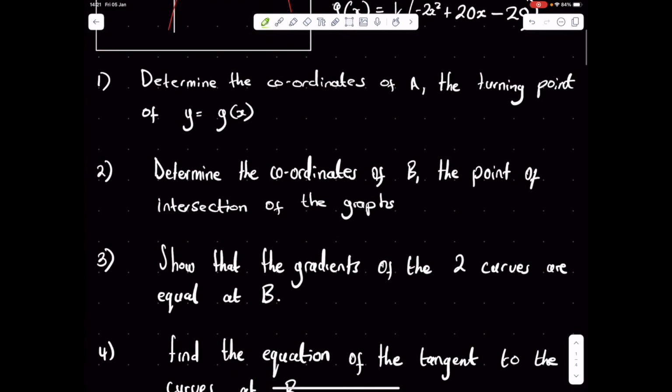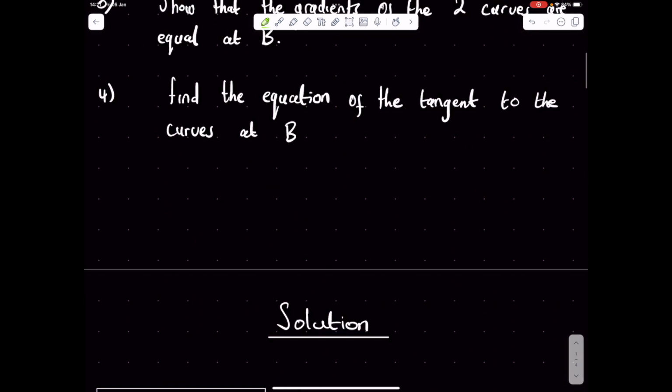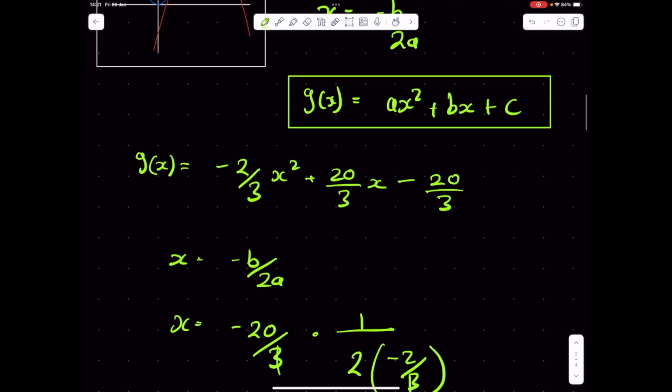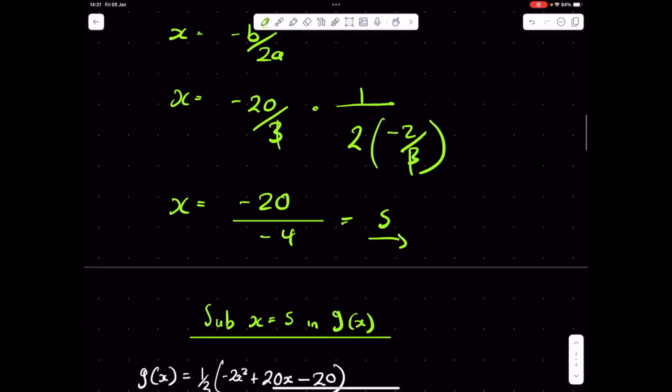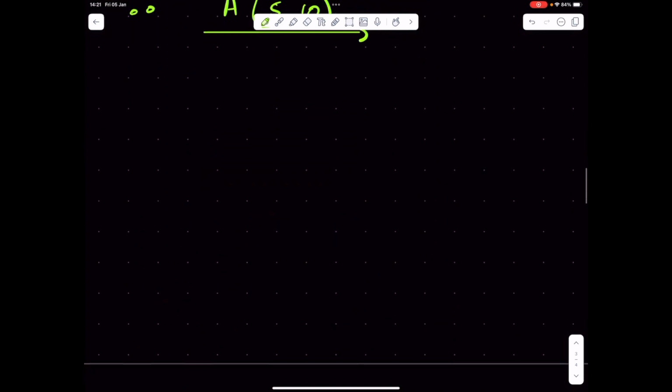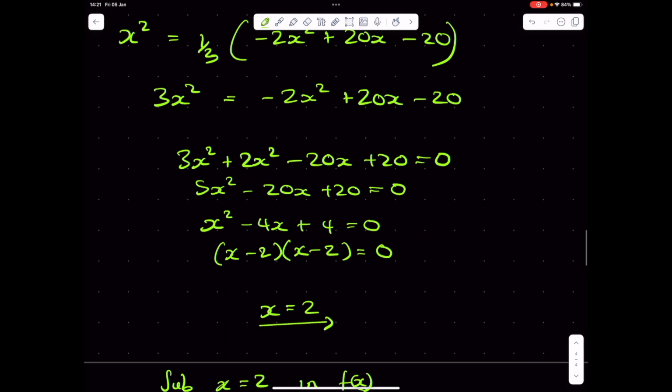Question 3. Show that the gradients of the two curves are equal at B. Right. So I have to show that the gradients of the two curves are equal at B. What that means is basically that we have to show that when we derive these two at point B, we get the same y value. That's what they want. Okay, so this is quite simple.